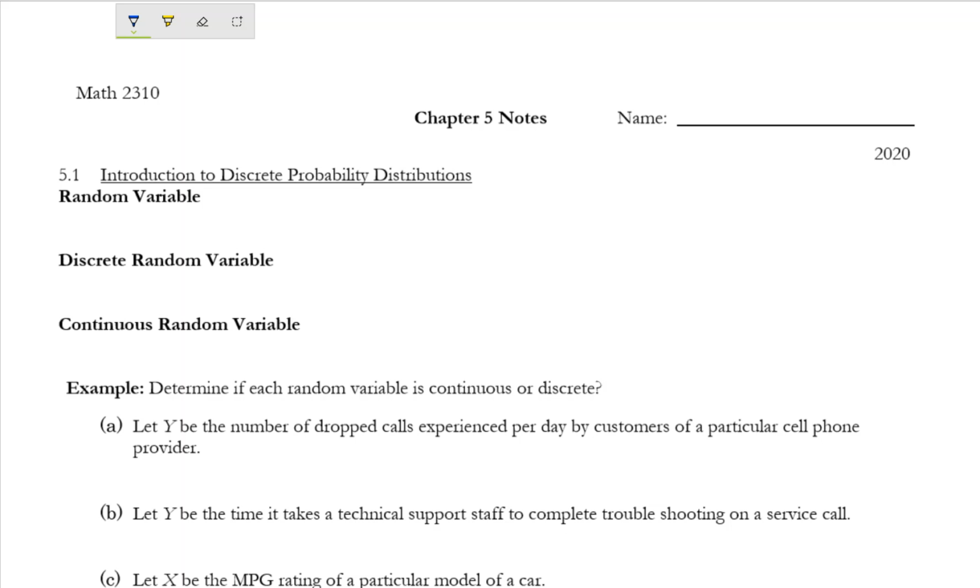First off, I have to tell you what a random variable is. A random variable simply takes on different numerical values based on chance. So you don't know ahead of time what the value of the variable is going to be.